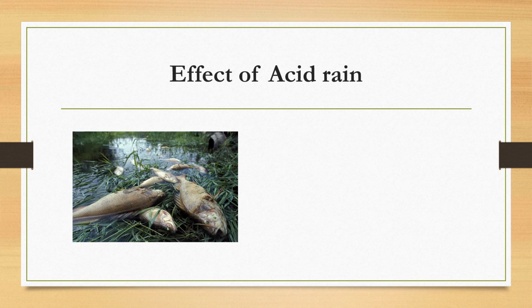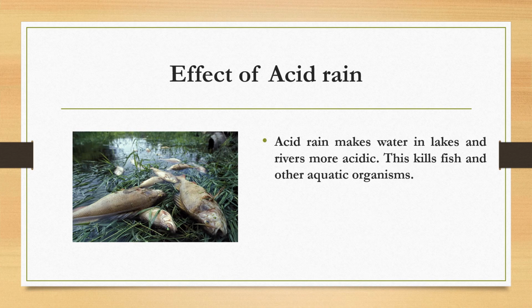The picture shows another effect of acid rain. Identify this effect. Acid rain makes water in lakes and rivers more acidic. This kills fish and other aquatic organisms.